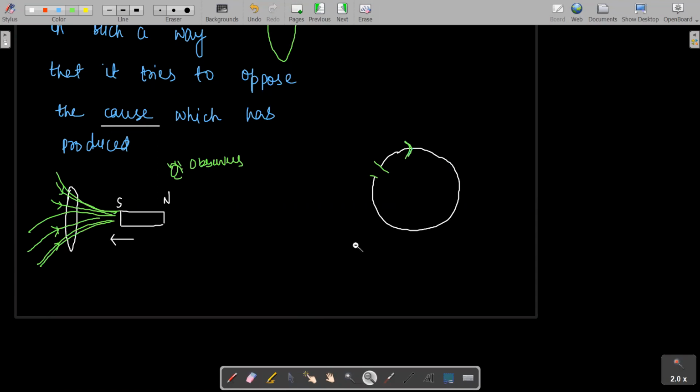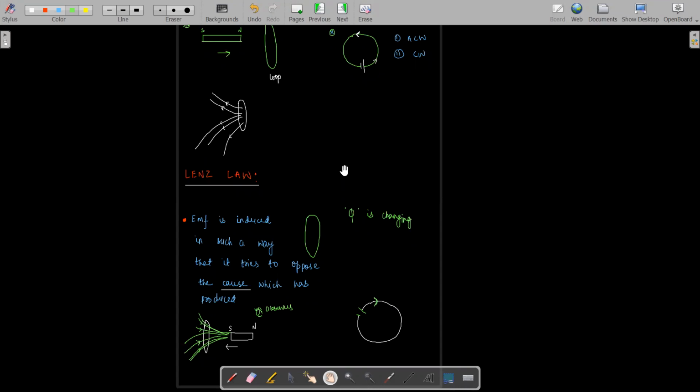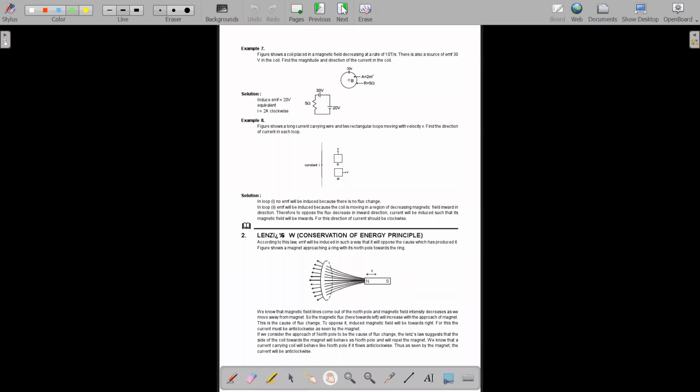So these are the laws, students: Lenz's law and Faraday's law of electromagnetic induction. Did you get it, students? All of you, please tell me. Yes, sir. Okay.